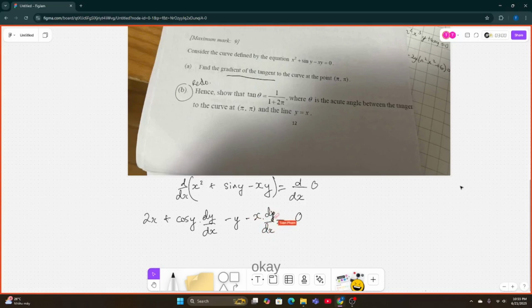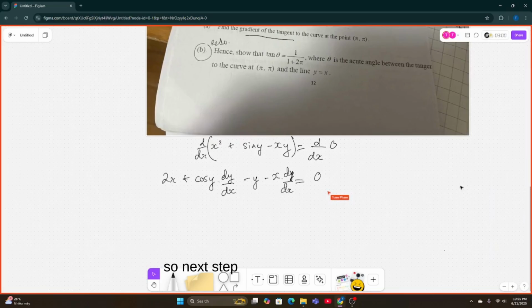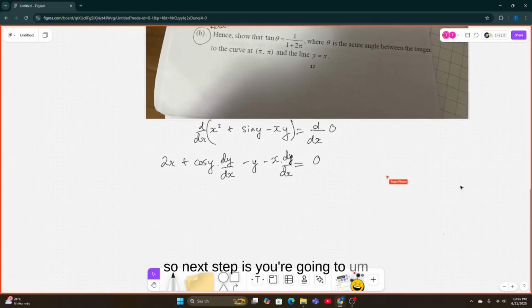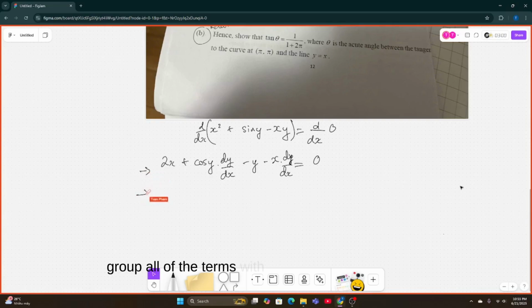over dx. Okay. So the next step is you're going to group all of the terms with dy over dx onto one side and all of the other terms onto the other side, right? So I have, and this term is dy over dx, right? So we're going to group it on the left-hand side, and now I'm going to do it quickly. I'm going to factor also. So at this stage, if you feel like it's too fast, you can pause a little bit and watch or try yourself. How do I go between the lines?